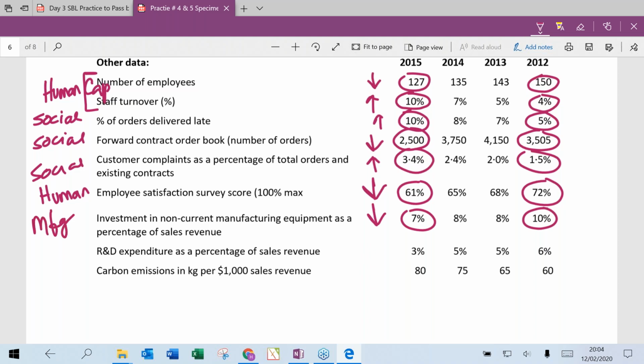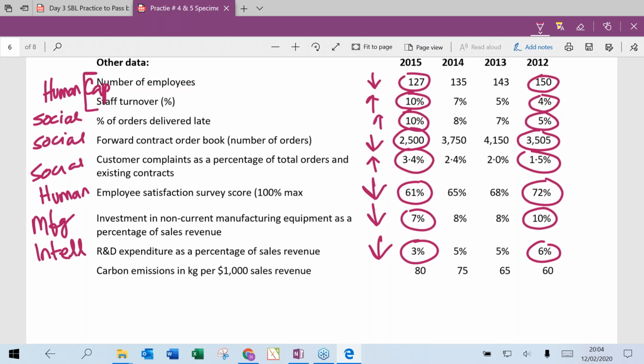It is manufacturing capital. And R&D expenditure as a percentage of sales revenue, this has gone down as well. This one is intellectual capital.